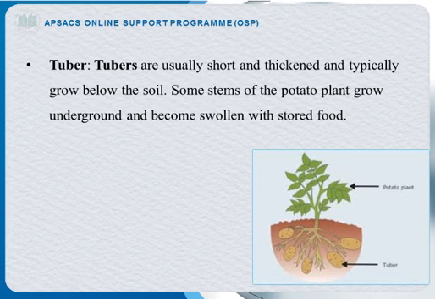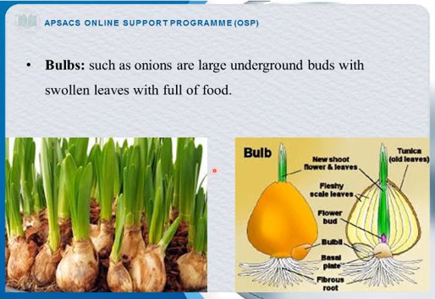What are tubers? Tubers are usually short and thickened and typically grow below the soil. Some stems of the potato plant grow underground and become swollen with stored food. Look at this picture. These are tubers that grow below the soil. Bulbs, such as onions, are large underground buds with swollen leaves full of food. Look at these pictures. These are bulbs.